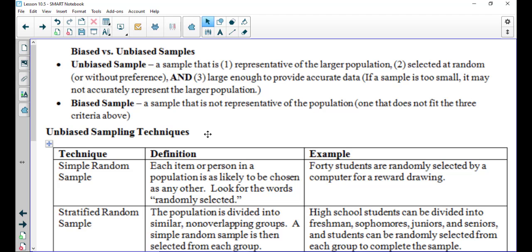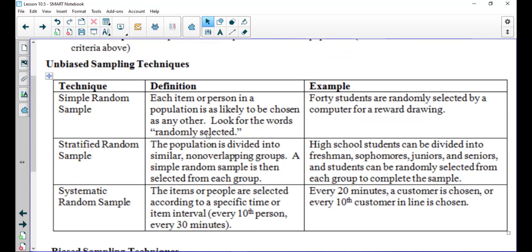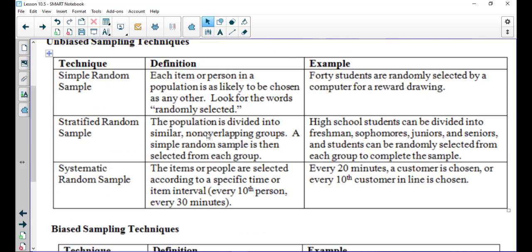Now remember, a biased sample is a bad sample. This is one that is not representative of the population, so it doesn't fit one of the 3 criteria listed above underneath unbiased samples. So some examples of unbiased sampling techniques, and this is not going to be a major part of your test, although you might take a statistics course at the high school level where you would use some of these different types of sampling techniques, either at the high school or college level, I guess I should specify for you.